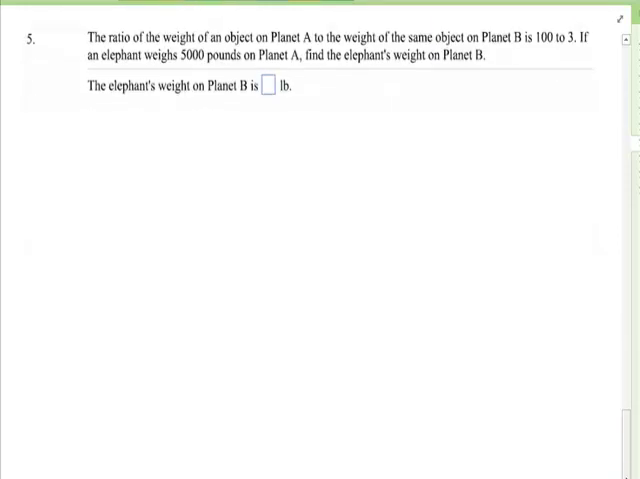Looks like I have one more. And it says the ratio, which is another word for fraction, of an object on planet A to the same object on planet B is 100 to 3. A to B. My second ratio will have to be A to B. If an elephant weighs 5,000 pounds on planet A, that has to be on top because that's A, find the elephant's weight on B. That would be X. My labels helped me set it up.